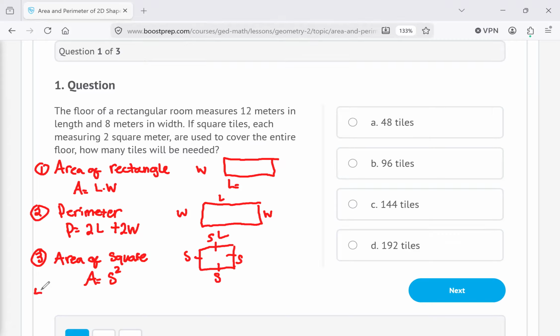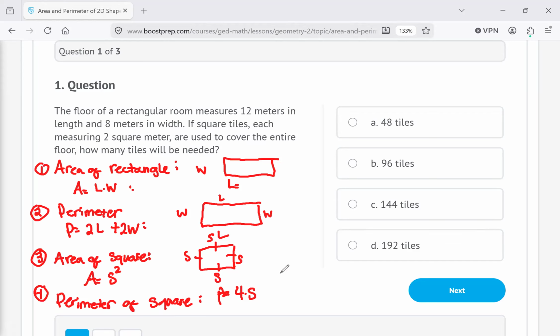Okay. Formula for perimeter of a square. You don't even have to remember the perimeter of a square. You add up all the side lengths, or if you want to use a formula, if you add up all the side lengths, it would be perimeter equals 4 times S, or 4S.